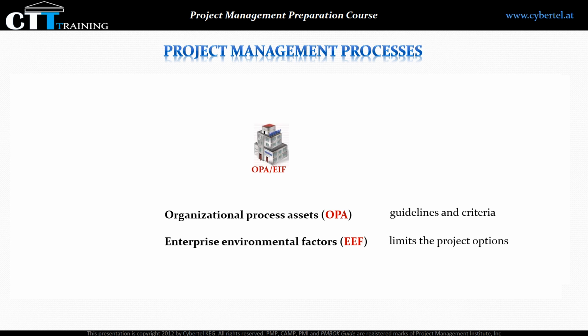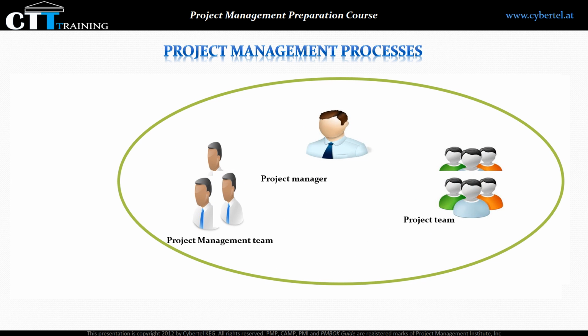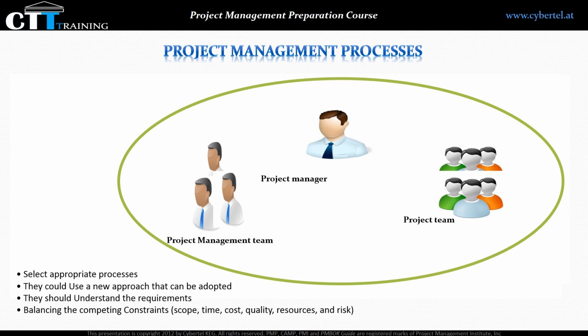But who should select the appropriate processes for the project? The project management team. They should select the appropriate processes required to meet the project objectives, or they could use a new approach that can be adopted. And they should understand the requirements to meet stakeholder needs and expectations, and also balance the competing constraints, which we talked about before. Those are scope, time, cost, quality, resources, and risk.